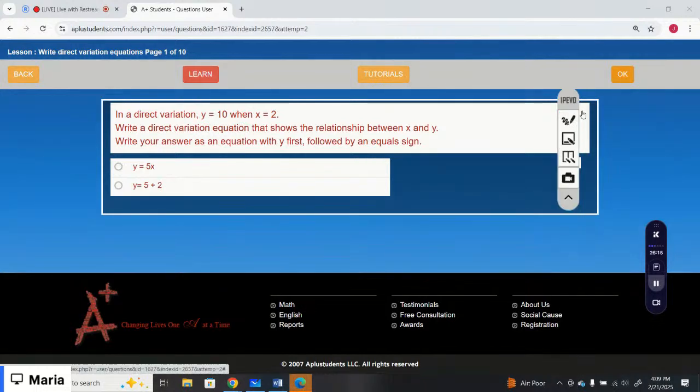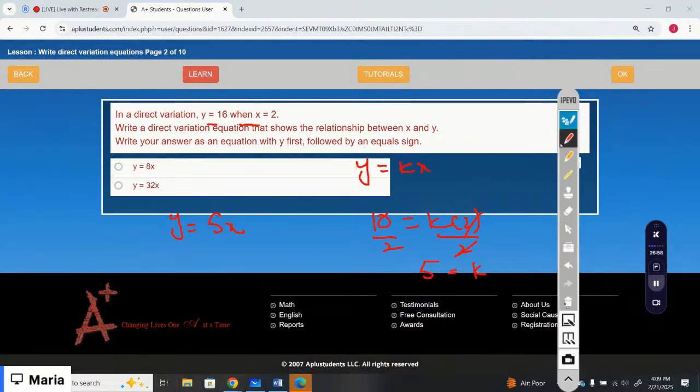Let's just start with the test question. Next one. In a direct variation, y equals 16 when x equals 2. We need to find k first. Y equals kx. Y is 16 and x is 2. Divide both sides by 2. That means k equals 8. So the equation is y equals kx, that is y equals 8x.